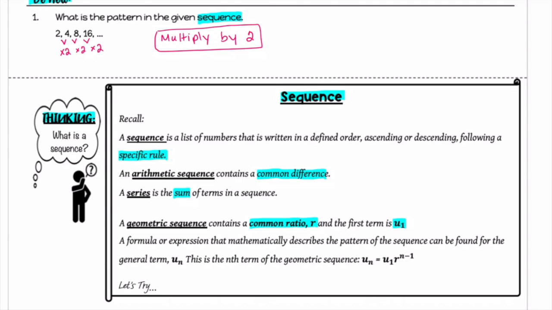A formula or expression that mathematically describes the pattern of the sequence can be found for the general term u sub n, which is the nth term of the geometric sequence, to be the given formula found in your formula booklet. So let us look at example 1.